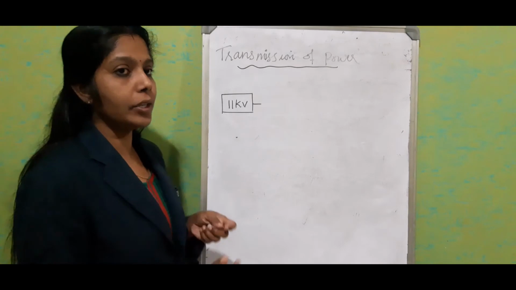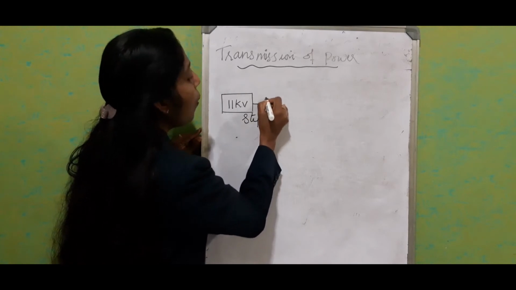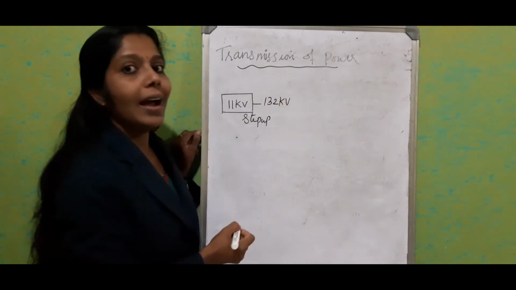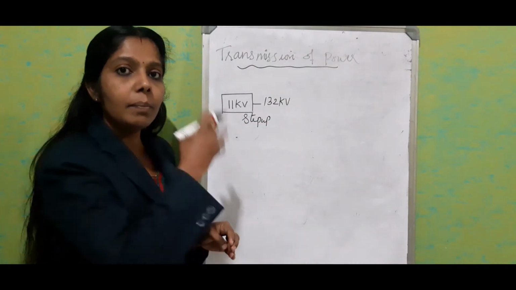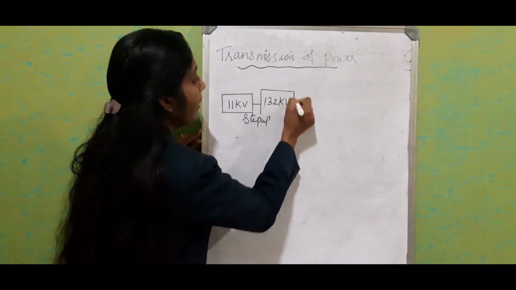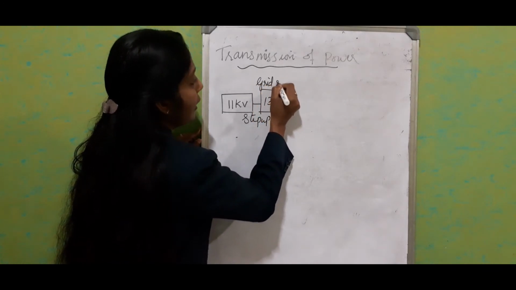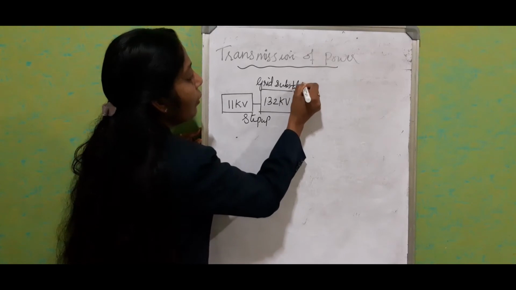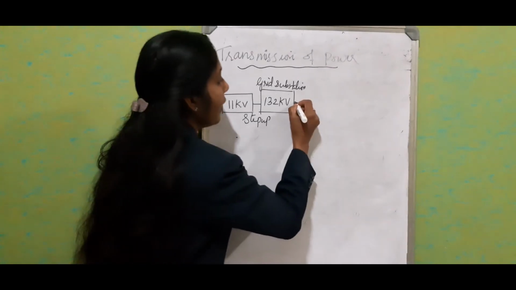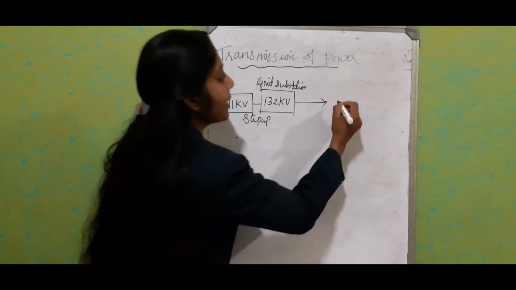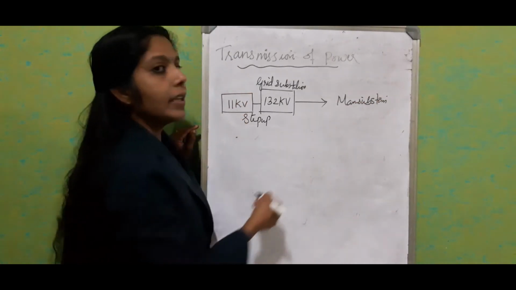So before transmission, it will be stepped up to 132 kilovolt at the grid substation. That substation is always associated with the power generating station. Now it is ready for long distance transmission. Then it will be given to the main substation.